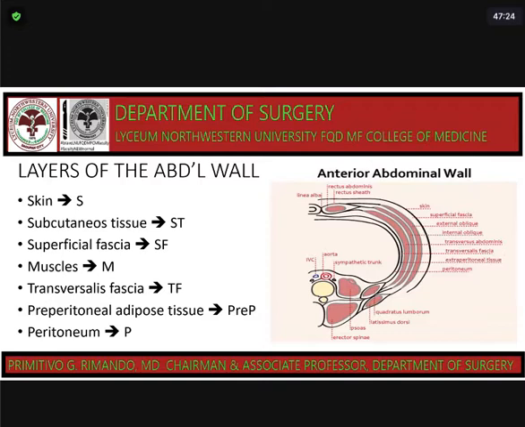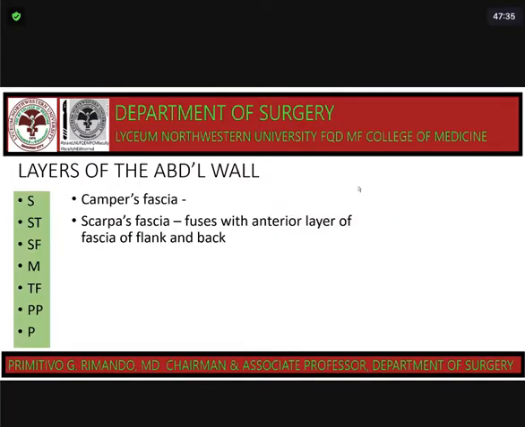So if you take note here, I've placed codes so that we can easily follow the lecture. Now we are at the level of your superficial fascia, your Camper's and your Scarpa's fascia. These are actually very thin fascias, but when you are a surgeon, when you are dissecting, you will definitely encounter this as separate layers.